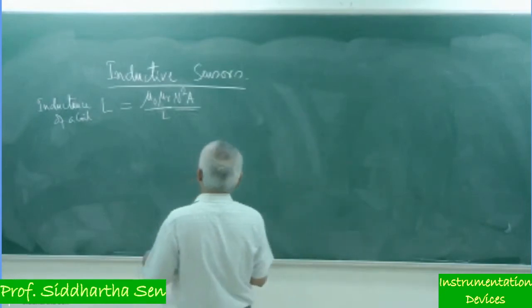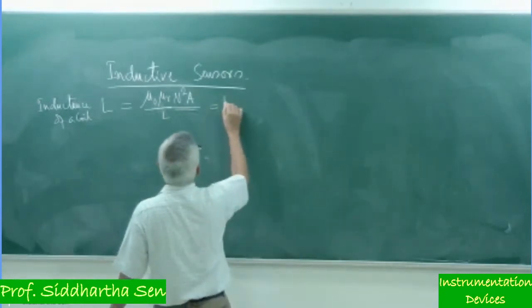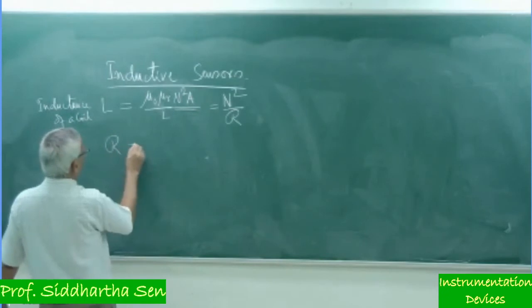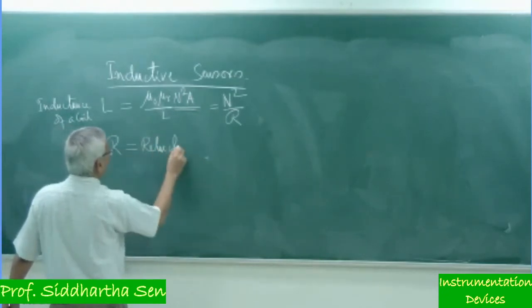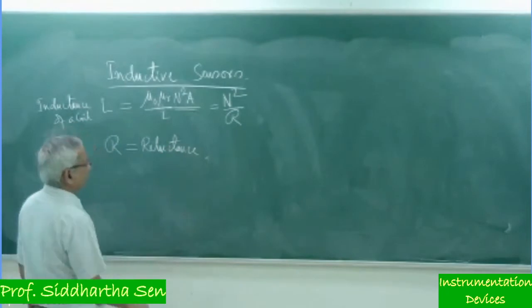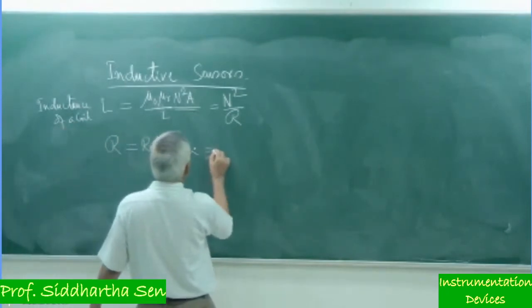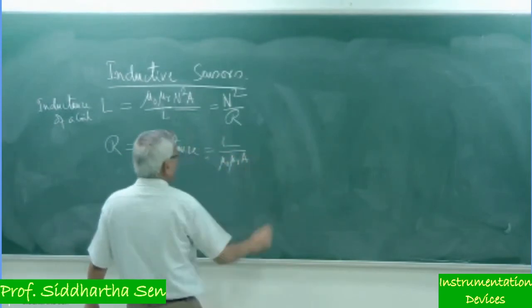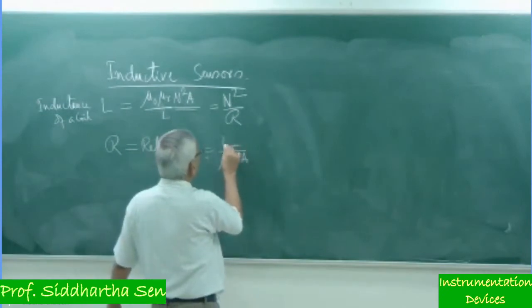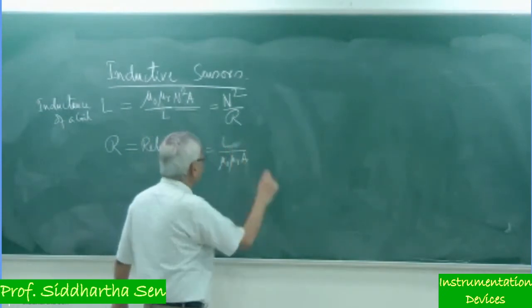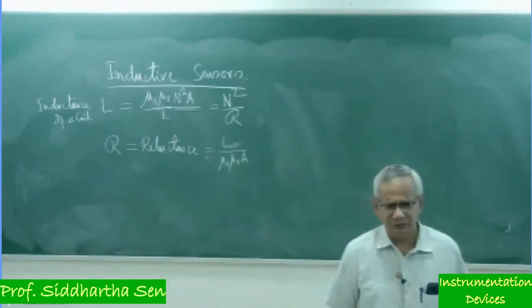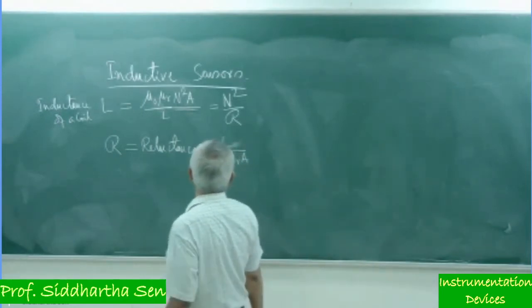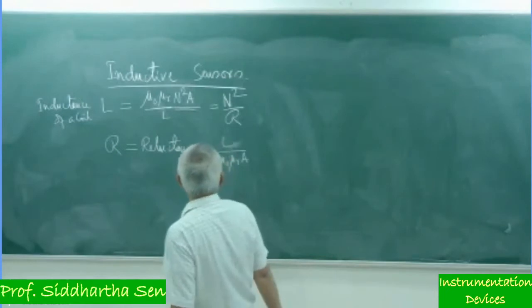We often express it in this way: inductance is equal to n square divided by r, and this r we denote as reluctance, which is very close to the term resistance. You can see it is equal to L divided by mu 0 mu r into A. In a similar way, resistance is rho L by A. For the reluctance, we write it that reluctance is equal to L divided by mu 0 into mu r into A.